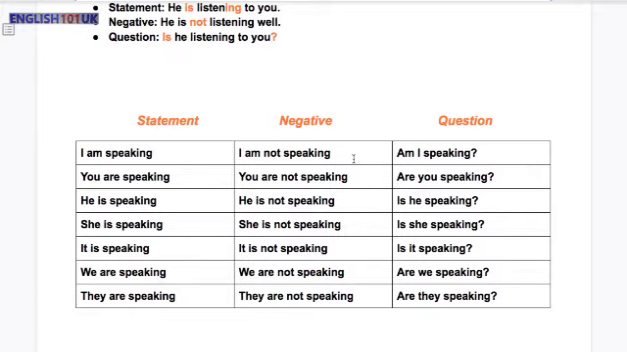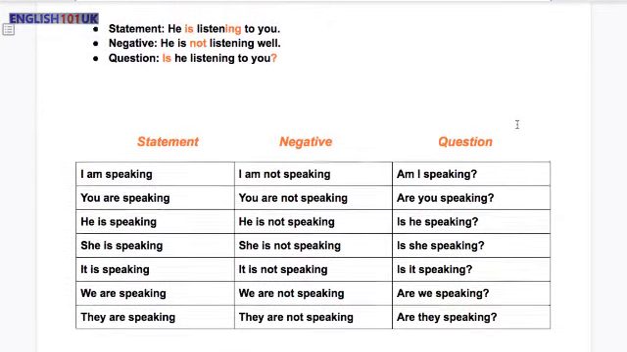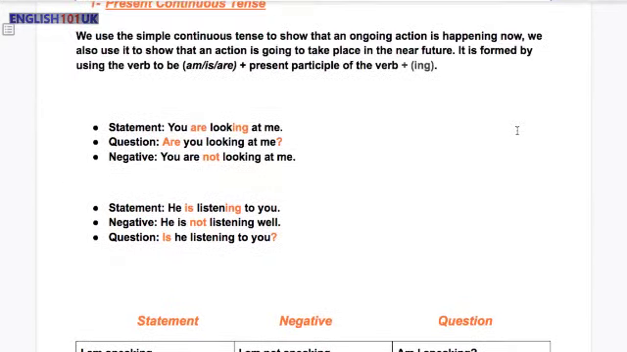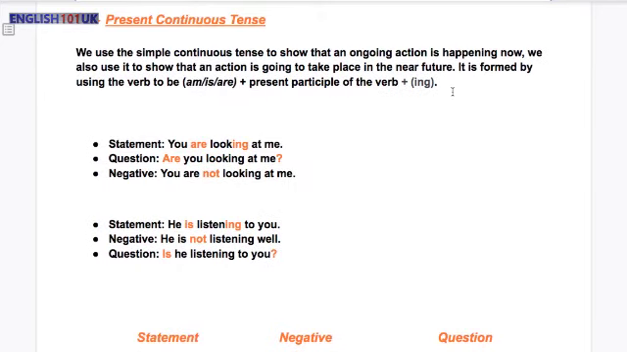How about the question? Again, we start with the verb to be. Am I speaking? Question mark. Are you speaking? Is he speaking? Is she speaking? Is it speaking? Are we speaking? And finally, are they speaking? So easy. So this is how we form the present continuous tense.